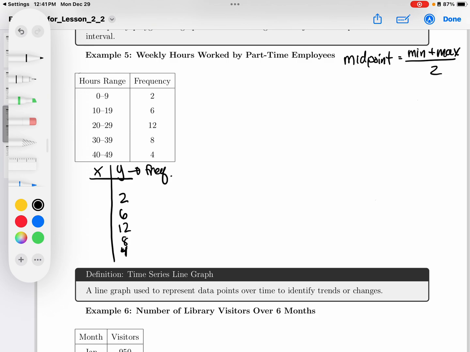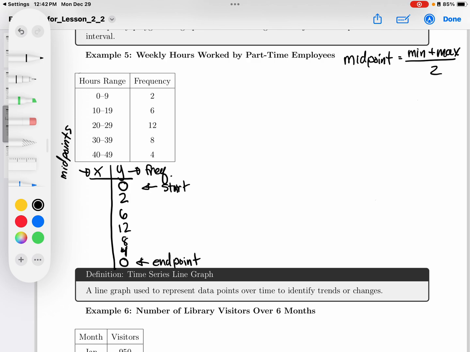Then we always have to start and end on the x-axis. So we're going to put in a starting and an ending point. So when we do that, our y value is going to be 0. It's going to start and end on the x-axis. So here's our start point, and then here's our ending point. Now, the x-axis is going to be our midpoints. And that we have to find because that's not given to us.